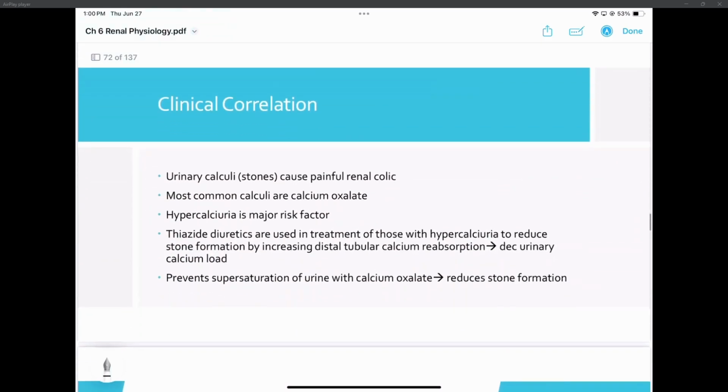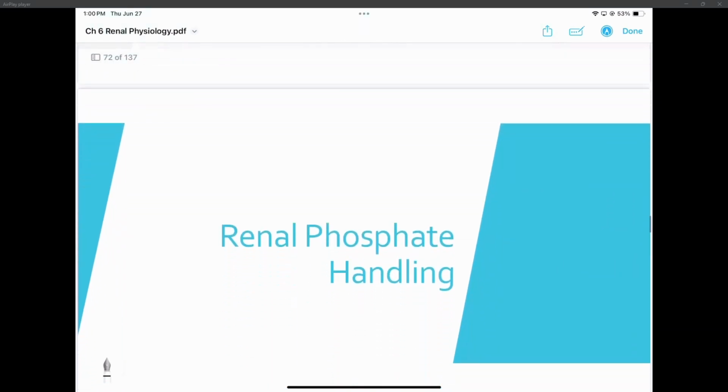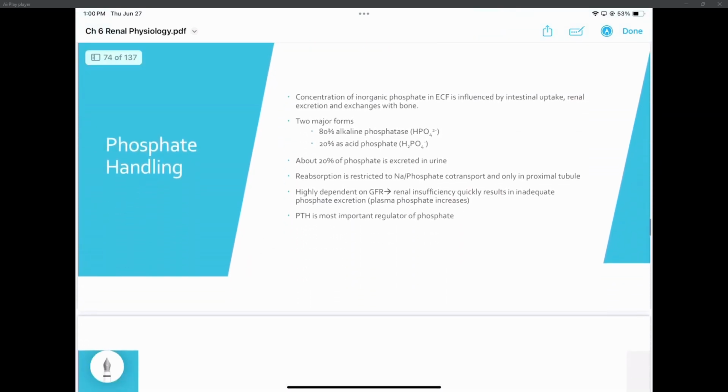I talked about this already, so calcium oxalate is the big one that causes kidney stones. That's all you've got to know about that. Renal phosphate is another one. Okay.